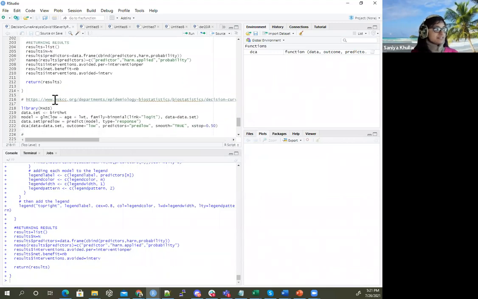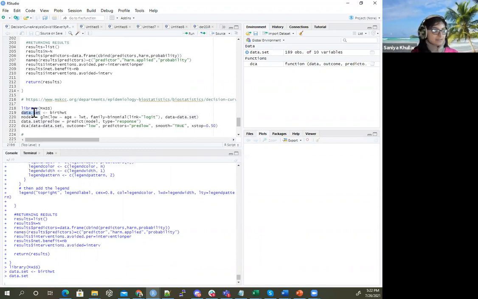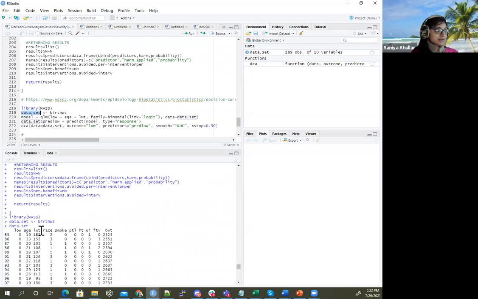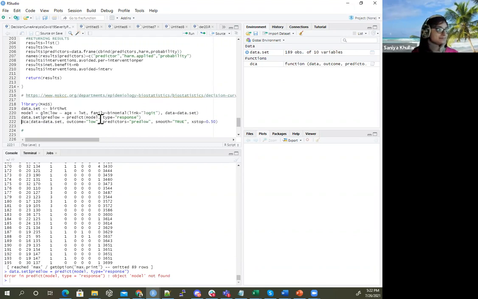Then, for instance, they provide an example in their code of using this MASS package. If you use this package, you come up with a general linear model, a binomial logit function, using this data set, which looks something like low, age, LWT, race, smoke, and other variables for this package. Then you can come up with a predictive model here, and then you can perform decision curve analysis.